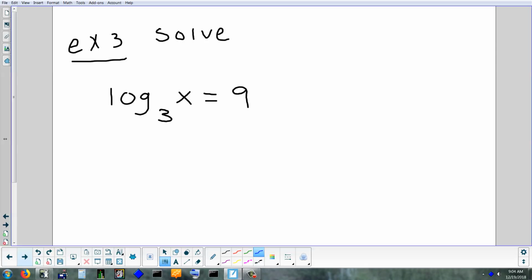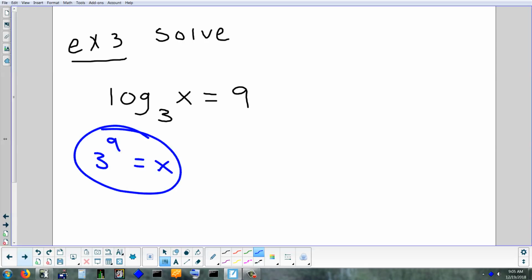Exponential. Yep, may change it to exponential form. There's not multiple logs there, so you're not going to combine two of them together. That's really the only thing you can do. What would you get if you make that exponential? What to the what would equal what? Scott? 3 to the 9th equals x. And that's it. So that one's a lot easier.